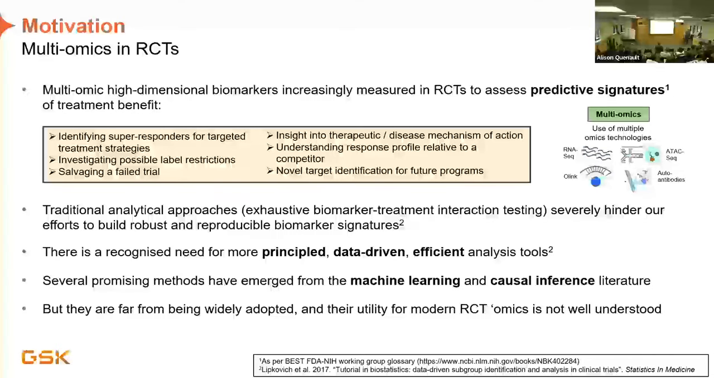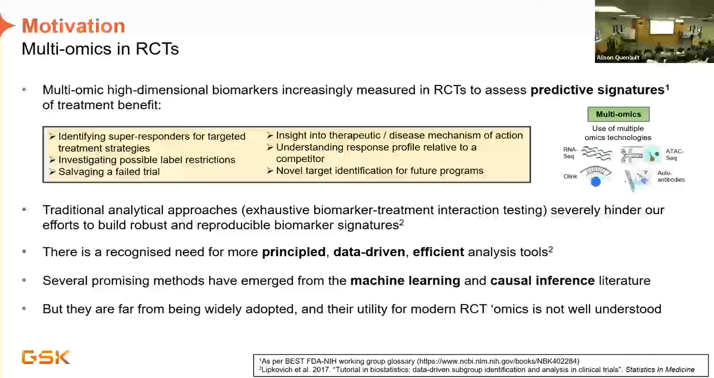So statistically speaking, traditionally, and by the way, I'm using here the definition of predictive biomarker that's endorsed by the FDA NIH working group. By that, I mean a baseline biomarker which predicts treatment benefit relative to a comparator. So inherently, that can only be determined through a randomized trial. A biomarker which predicts clinical change irrespective of treatment would be referred to as prognostic in this context.